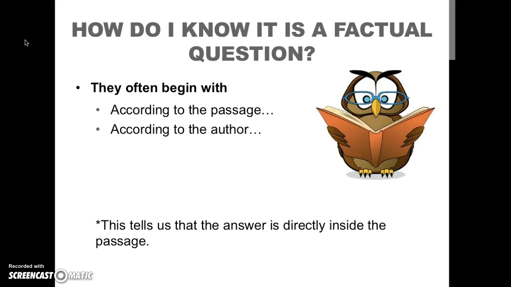How do you know if it is a factual question? Well, these often begin with according to the passage or according to the author. So maybe it might say, according to the passage, who is Sally? Or, according to the author, where did Carrie live last year? If you see according to the passage or according to the author, it tells you the answer is directly inside the passage. You can find the answer.